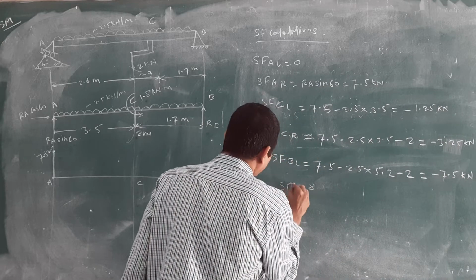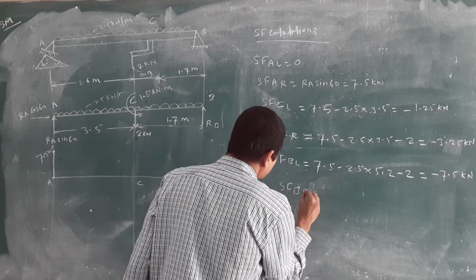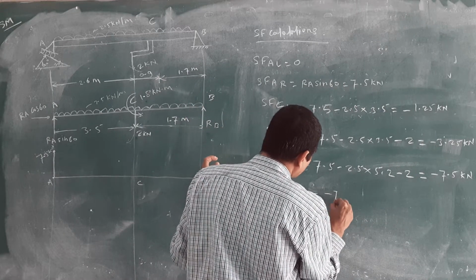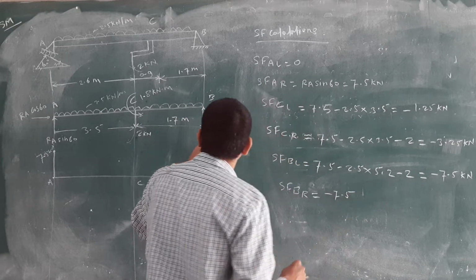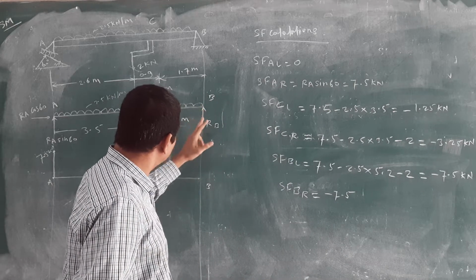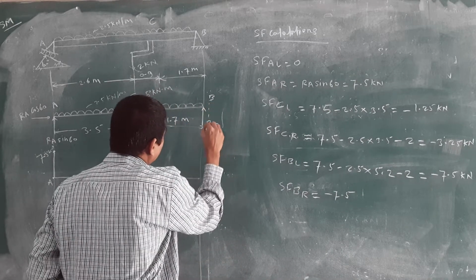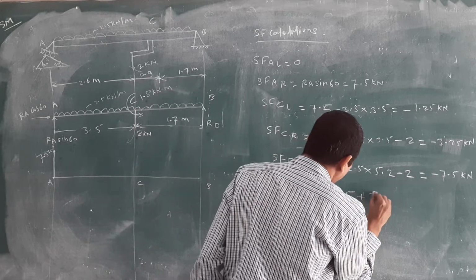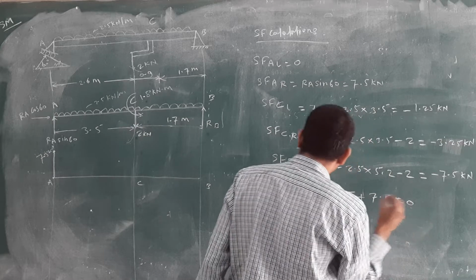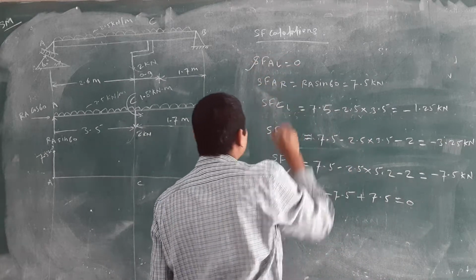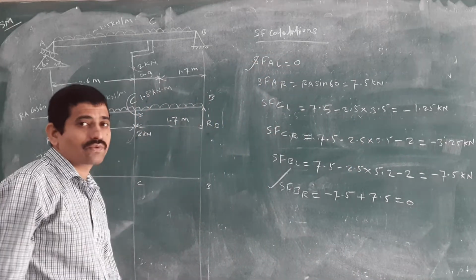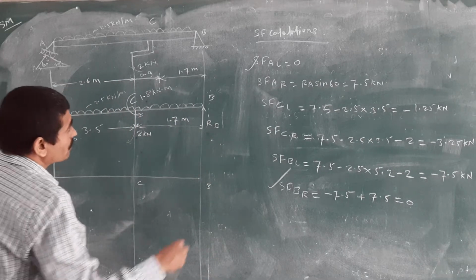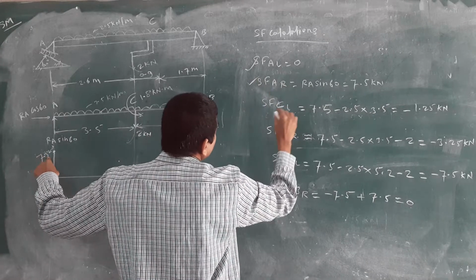And if you have calculated SF at B, just right side, check that. Up to that left side we have minus 7.5 kilonewton, right? And how much load is there just right side? We have considered the RB value. RB is equal to what? Plus 7.5. You will get 0. Means first and last point, always you will get the 0 value. Remember that.